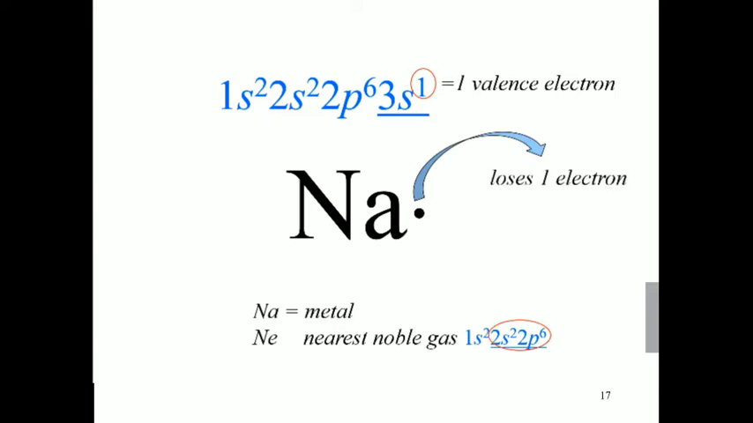After losing one electron from the original number 11 from its ground state configuration 1s2, 2s2, 2p6, 3s1, minus 1 will have 10. So having 10 electrons is having the same configuration as the nearest noble gas, which is a stable atom from sodium, which is neon. So that is for metals.